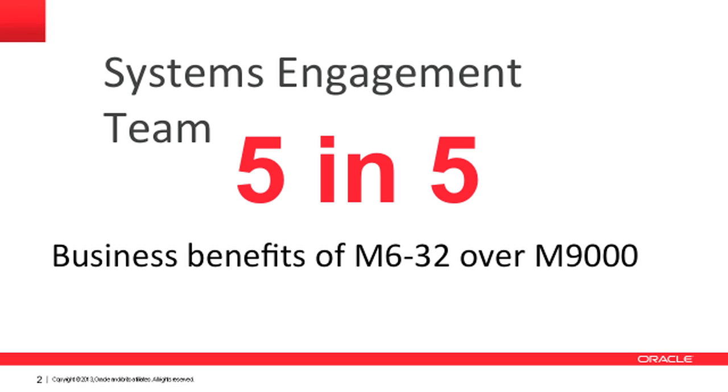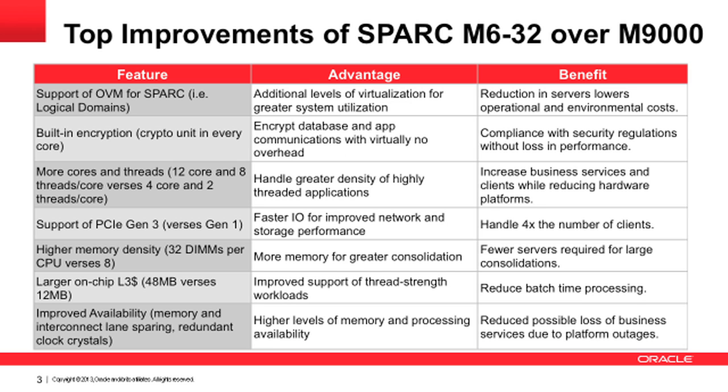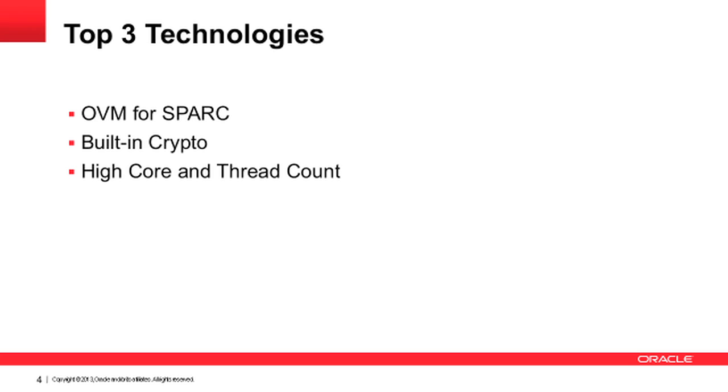In this edition, we're going to talk about the business advantages of the SPARC M632 over our previous generation server, the SPARC M9000. As you can see in this table, there are a lot of improvements in the SPARC M632, but today I'm just going to focus on the top 3 new features of the M632.